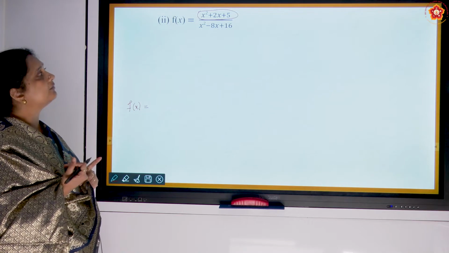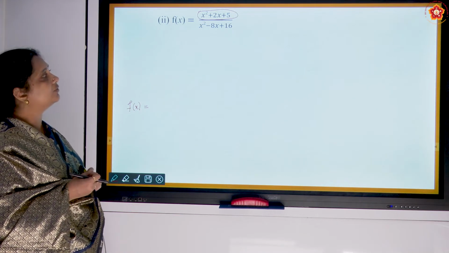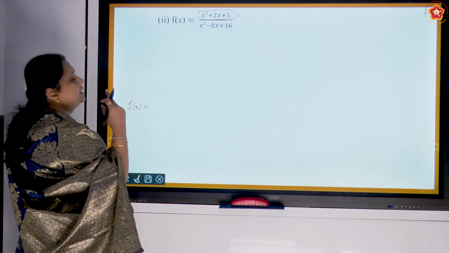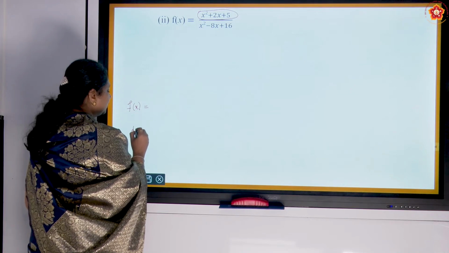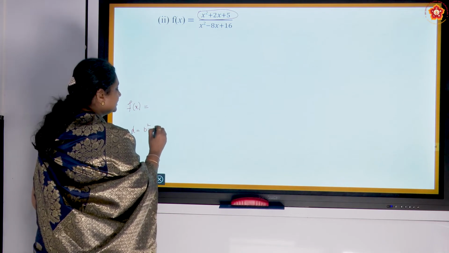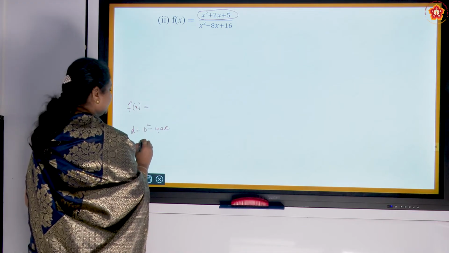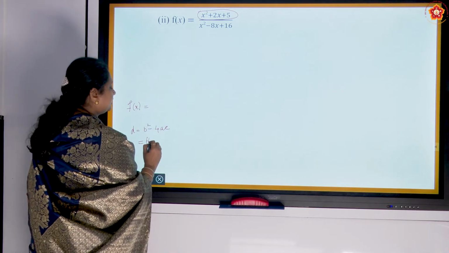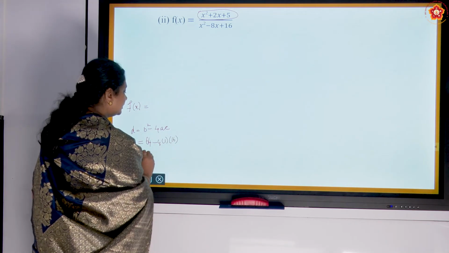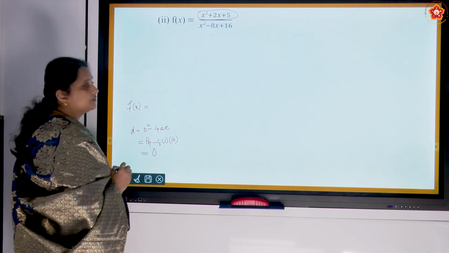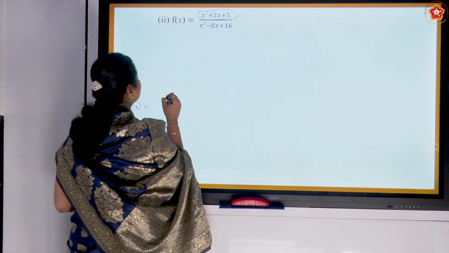Because the numerator does not have any real roots, let's study the next quadratic polynomial, the one in the denominator. So d will be equal to b square minus 4ac. That determines whether the roots are going to be real or imaginary. When I find that out, it's 64 minus 4 into 16. Of course, yes, it is equal to 0. It has real roots. It's a perfect square. Let's see how to factorize that.